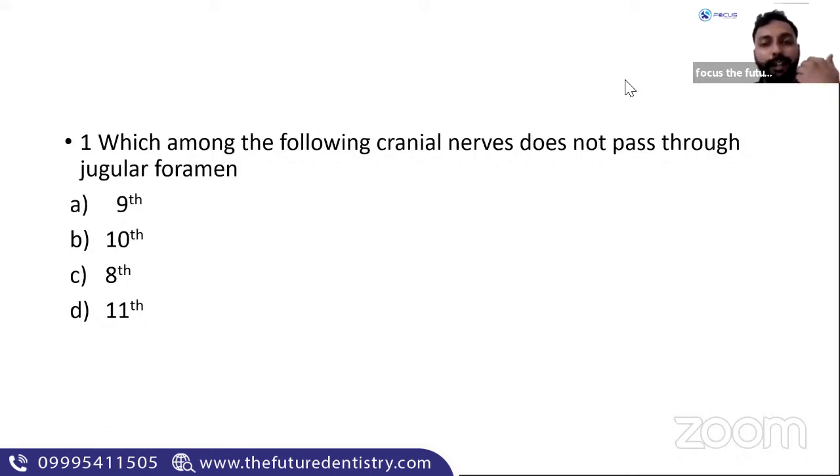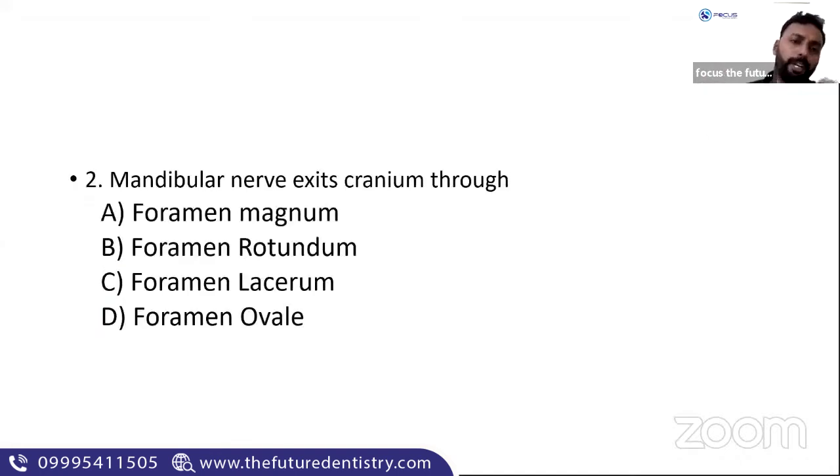Very good. And the facial nerve exits the cranium through which foramen? Stylomastoid. So it enters into the temporal bone through the internal acoustic meatus and comes out from the temporal bone through stylomastoid foramen. Okay, clear? So the first question, you all have cracked it. Very good. Now a very simple question for you. Mandibular nerve exits through, yes, foramen ovale. Very good.